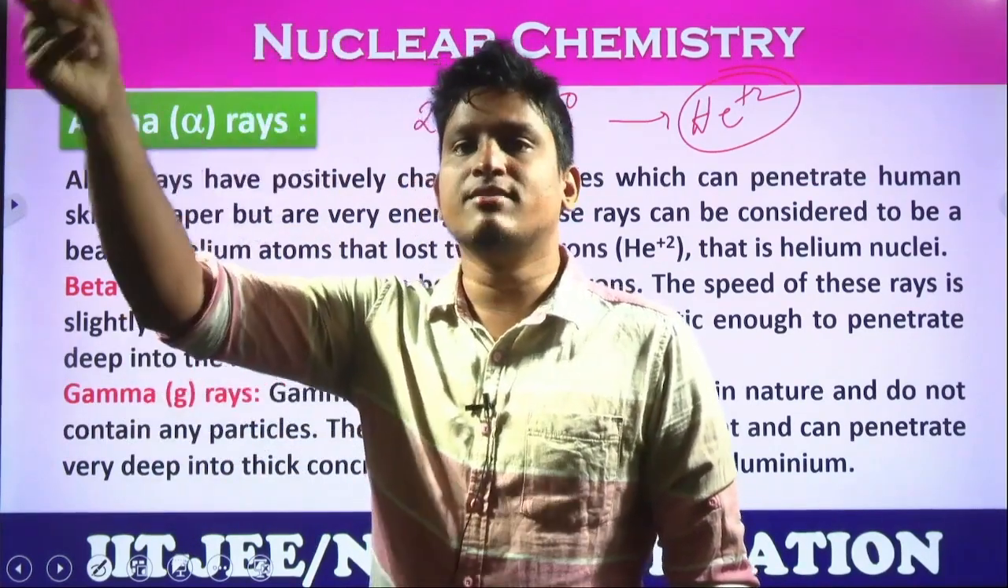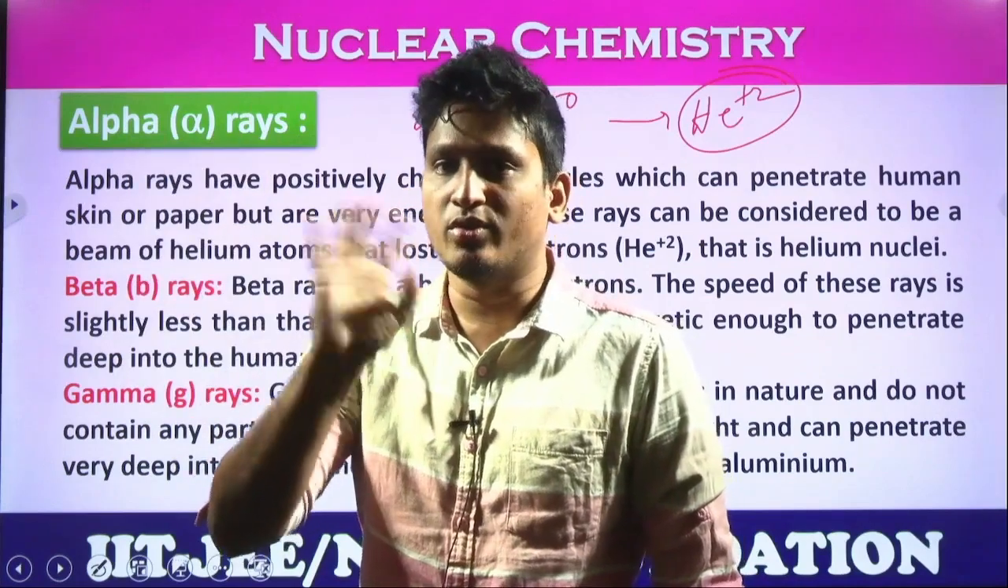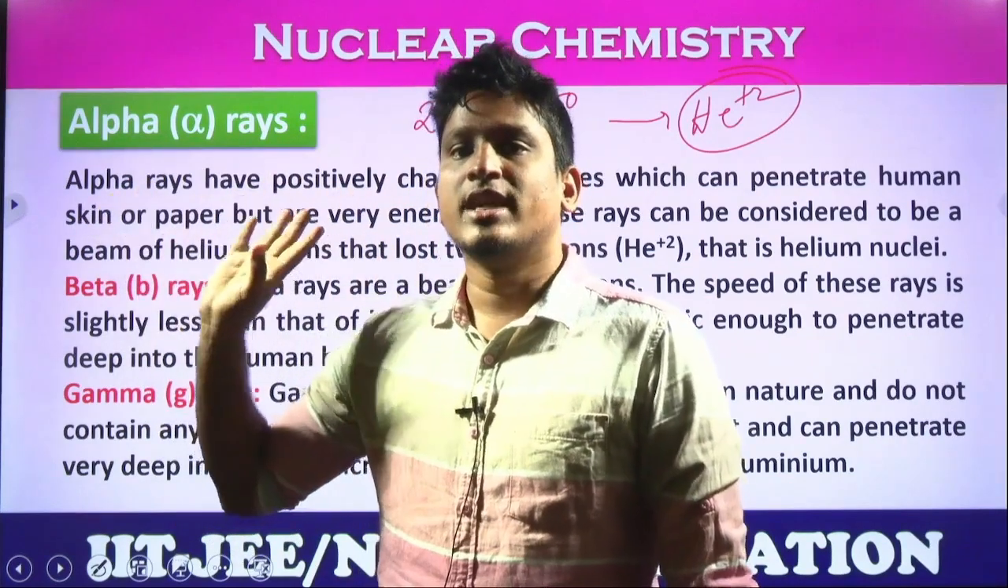Alpha rays are positively charged. Alpha, is it only one proton? No, two protons and two neutrons. He plus 2 is alpha ray.